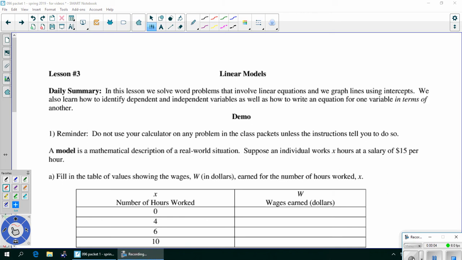Lesson number 3, daily summary. In this lesson, we solve word problems that involve linear equations and we graph lines using intercepts. We also learn how to identify dependent and independent variables, as well as how to write an equation for one variable in terms of another.